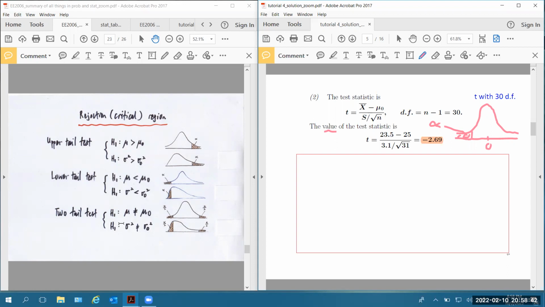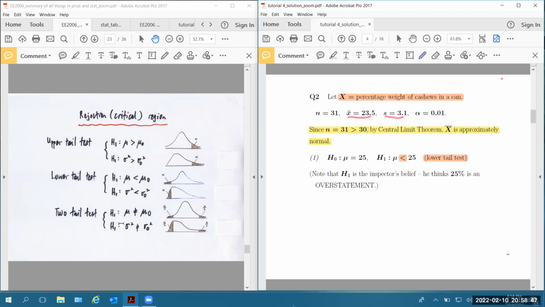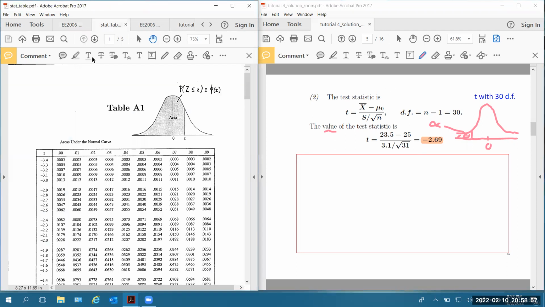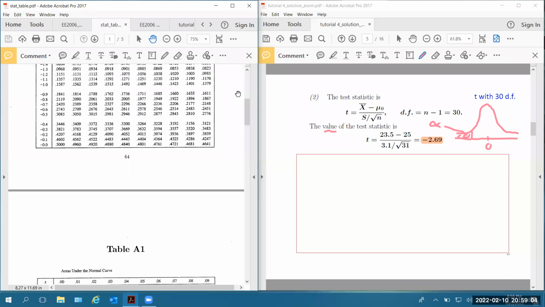Okay, now in our question, the alpha is what? 0.01, right? So the alpha here is 0.01. But this number here, we cannot find directly. Okay, so if I show you the table, then you'll know why we cannot find directly. Let's go to the t table.